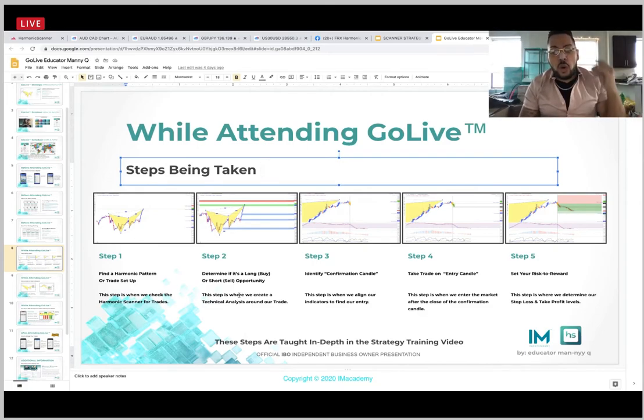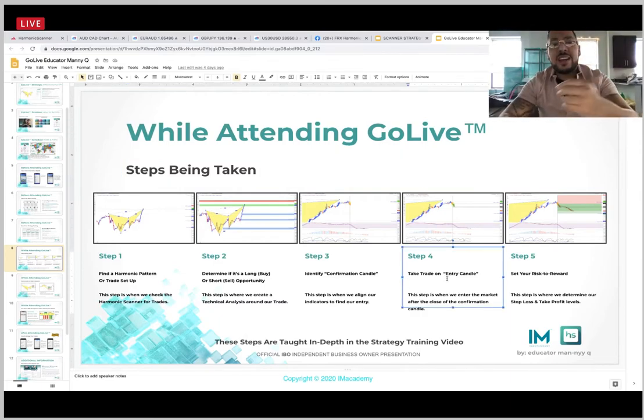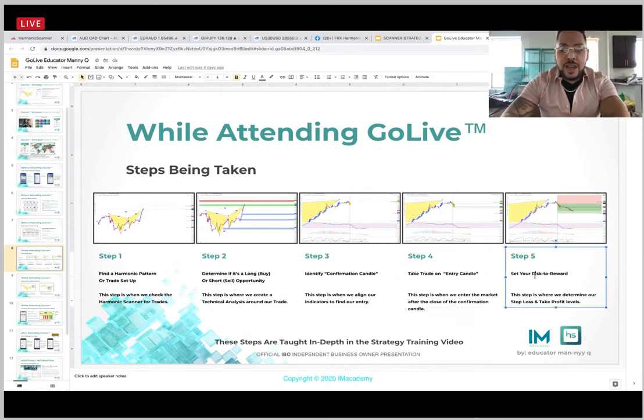And if you are, then you get to go to step 4, which is then entering the trade. You see, we have a confirmation candle and then we have an entry candle. So you're going to know, here's your analysis, here's my confirmation candle, and here is my zone to enter. You're going to know exactly when to enter the market. And once you enter the market, then we're going to show you how to set your risk to reward. And that's how we do it on my channel.